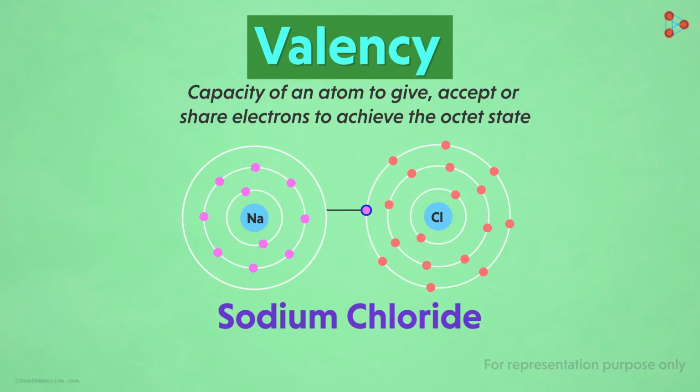And this giving and taking of electrons between these two atoms gives rise to a different type of bond known as the ionic bond. You will read in detail about the different types of bonds in your 9th class, but for now, this was all that I wanted to share with you about atoms and molecules.